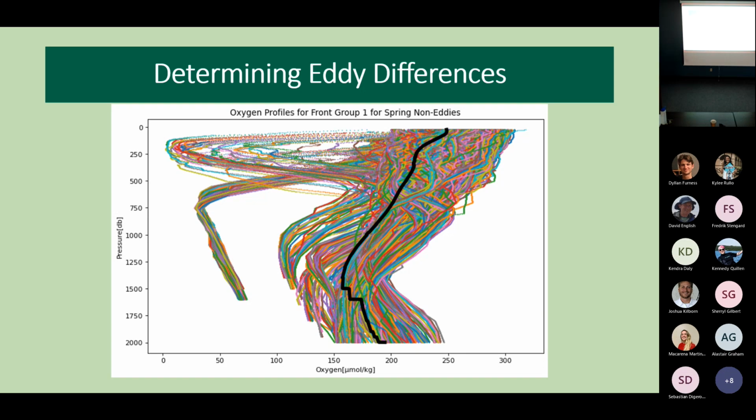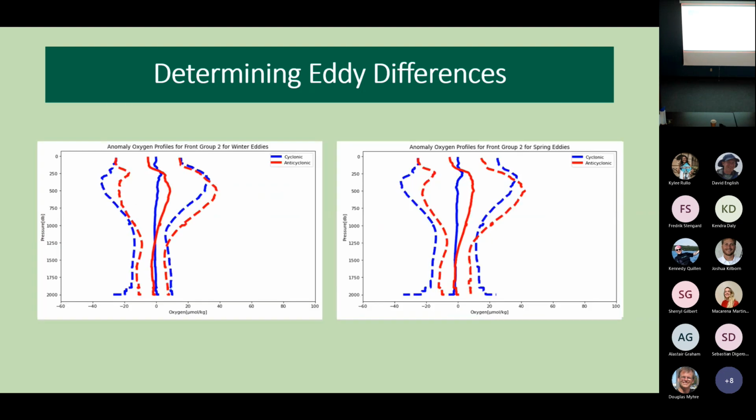Those water masses are going to have, yet again, different biogeochemical properties that are then going to impact the mean that we're trying to use. And these signals are then replicated through our cyclonic and anticyclonic eddies. Those profiles are also observing different water masses as they go through different frontal groups.